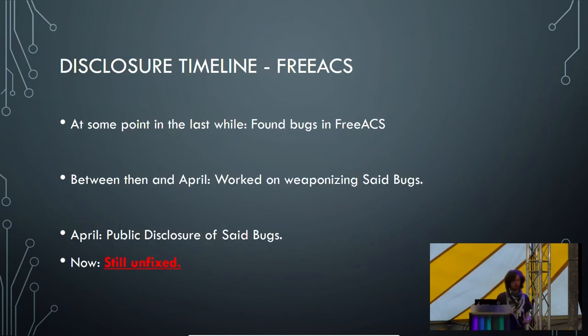So the disclosure timeline for FreeACS was: found bugs, weaponized the bugs, made some really reliable exploits, dumped them on the internet, now still unfixed. It's August now. They were public knowledge when I dumped them on GitHub in April for FreeACS specifically. And nobody really cared. I haven't seen any ISPs melt down yet, so whatever. And you're going to see just how trivial these bugs are.